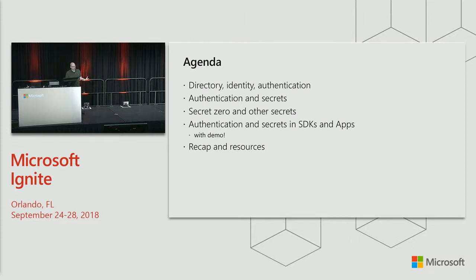We're going to start by talking about what is a directory, what is authentication, and bear with me because there's a reason why I want to talk about that, because we're going to see why secrets are a part of that and what other options there might be. Then we'll talk about secret 0 and other secrets. And then finally, we'll go back and show a lot of stuff in code.